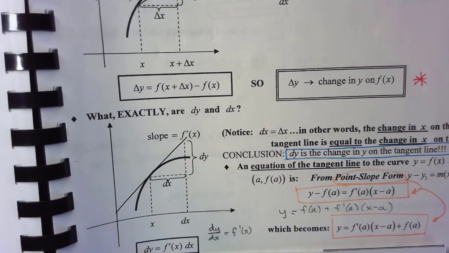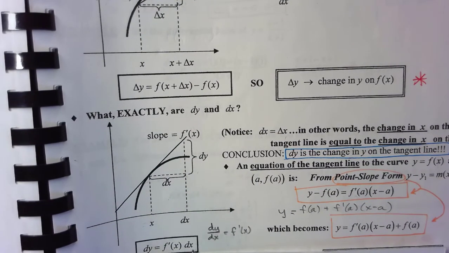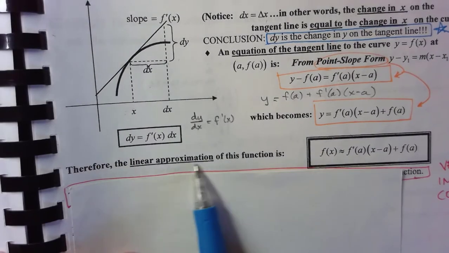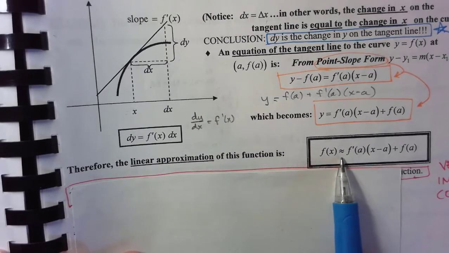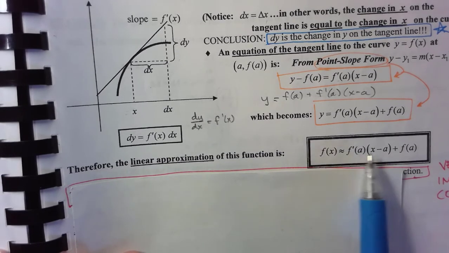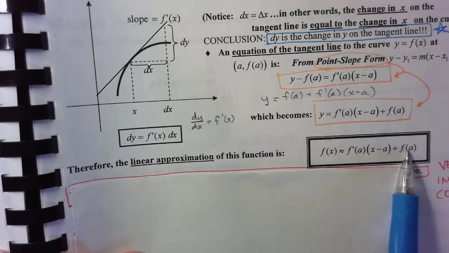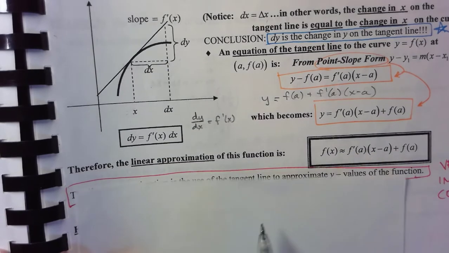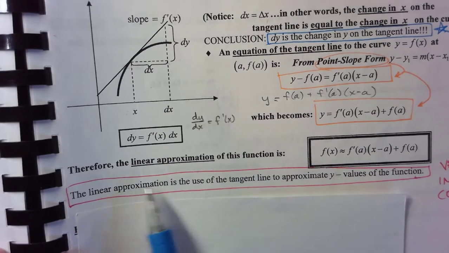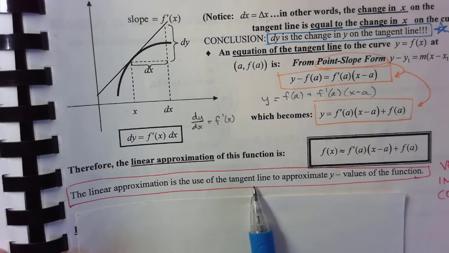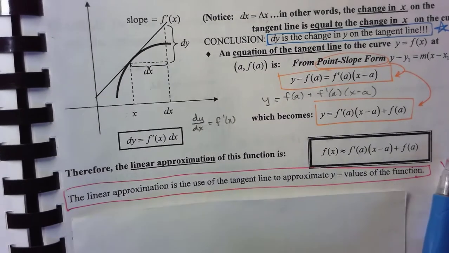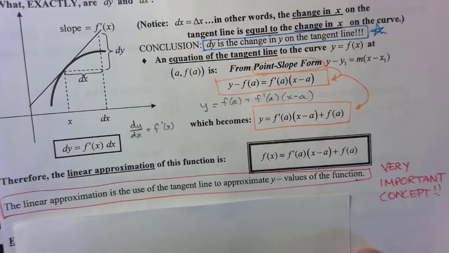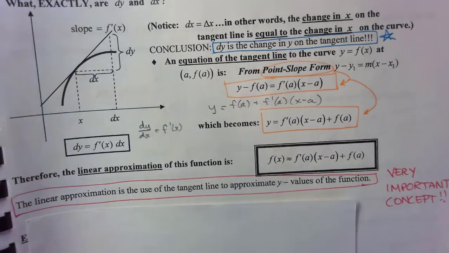Also, let us remember dy is f prime of x dx because of this relationship. Therefore, the linear approximation of this function is f at x, which is approximated by f prime at a times x minus a plus f at a. The linear approximation is the use of the tangent line to approximate y values of the function. This is a very important concept in this course.